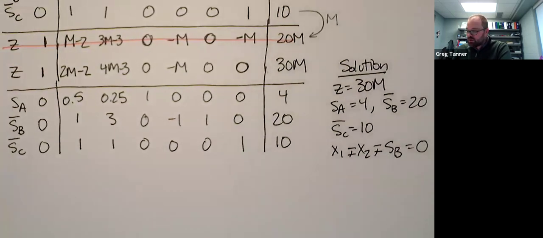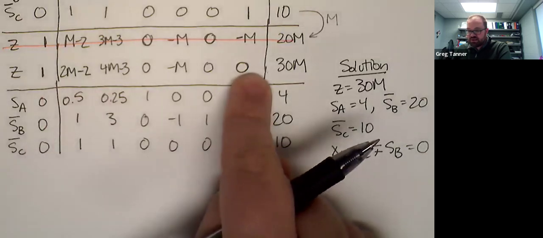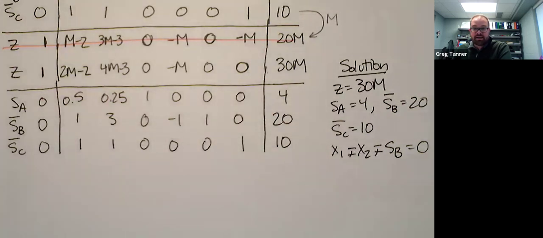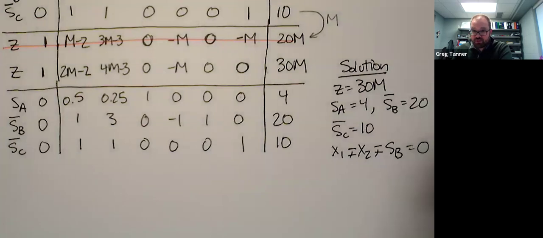Now, the difference when we're doing a minimization problem is when we scan this objective row, we don't want to look for negatives, but rather we want to look for positives, because the positives, once we move them over to the other side of the equation, are what's actually going to reduce our objective. So we want to go the opposite direction because this is a minimization problem.